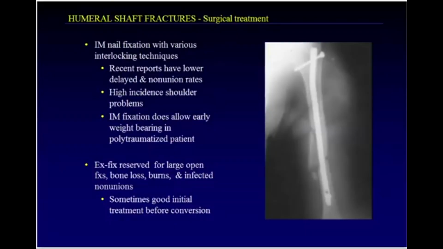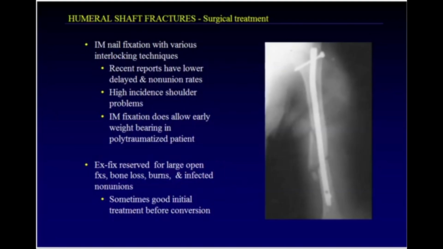What about intramedullary nailing of humeral shaft fractures? Well, multiple different interlocking techniques are available. Intramedullary nailing of humeral shaft fractures has traditionally had kind of a bad reputation, if you will, in the literature due to both relatively high incidence of non-union as well as significant problems with shoulder function postoperatively.